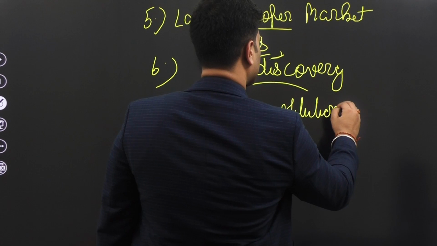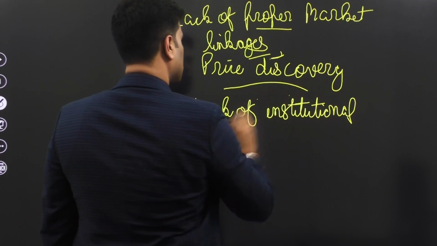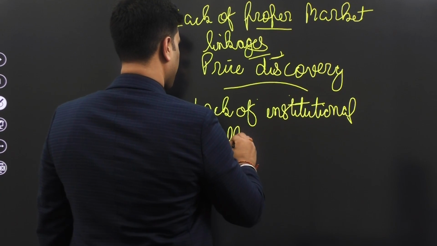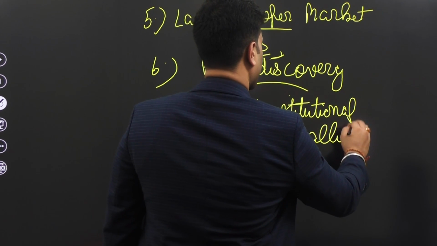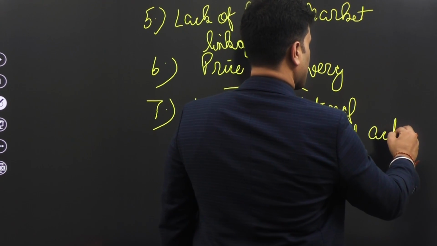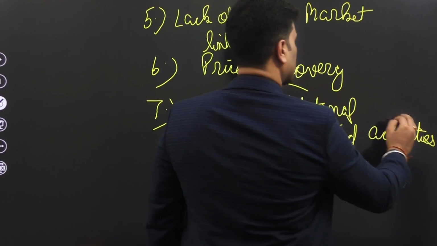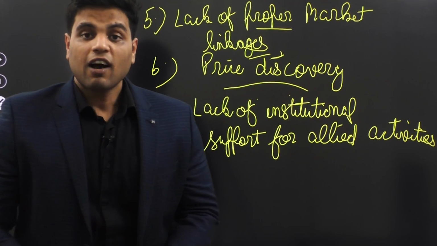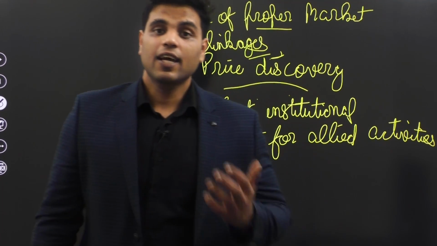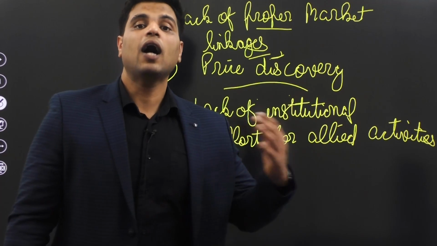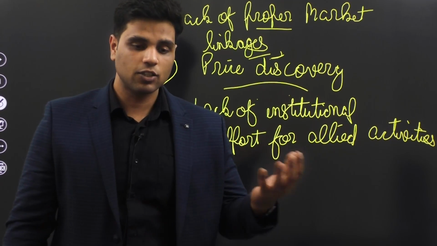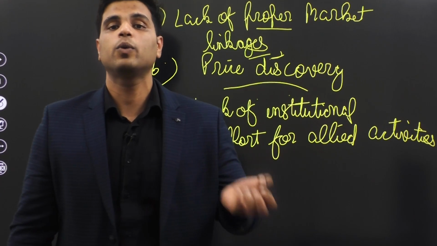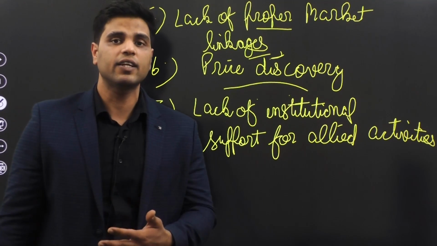Lack of institutional support for allied activities. Right? The way government supports wheat and rice, they are not supporting other allied activities in the same way. Like dairy farming does not have the kind of support that wheat and rice farming receives.